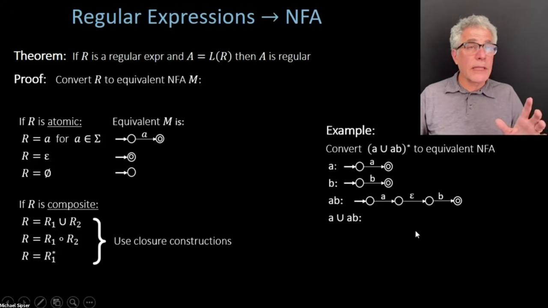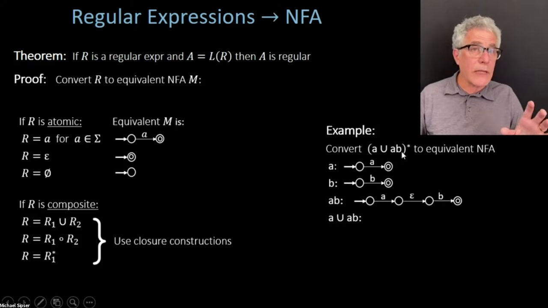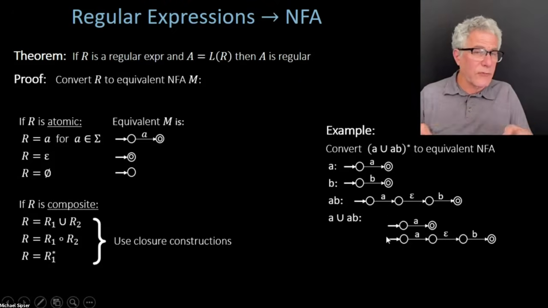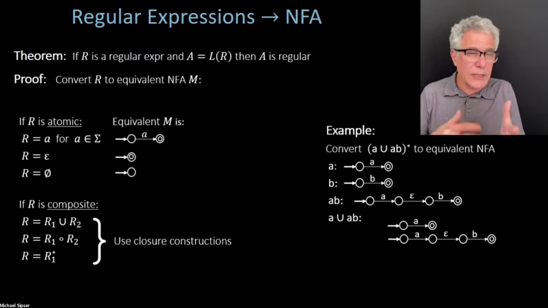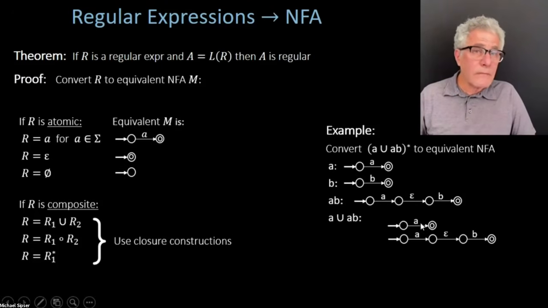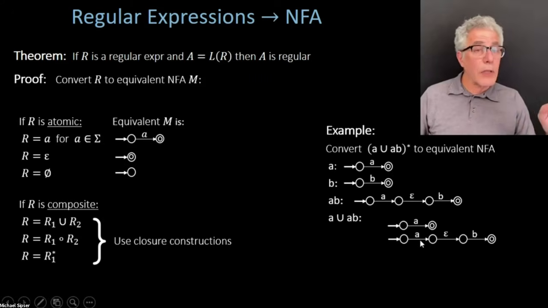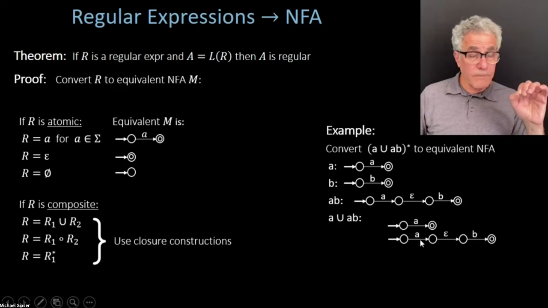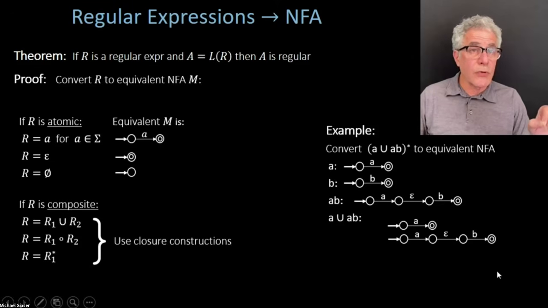So the way I'm going to build that is from the two parts, the A part and the AB part. Here is the A part. Here's the AB part. I've already got those from before. It's really kind of a proof by induction here, but I think it's simple enough. We don't have to use that language. So we have the A part, the AB part, and now we are going to apply the closure under union construction to combine those into one machine.